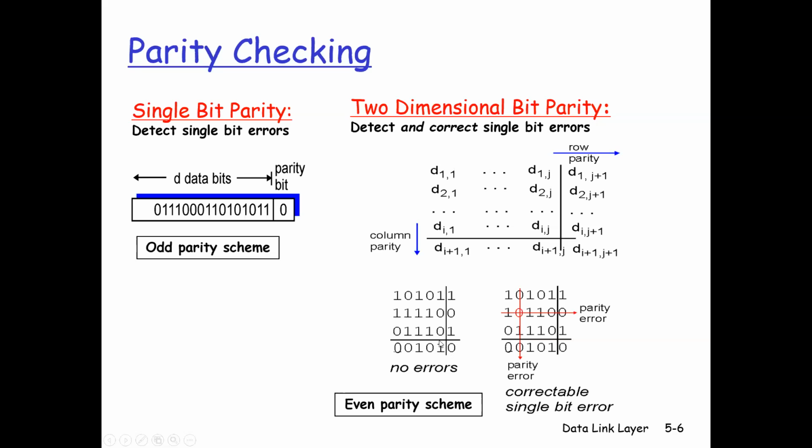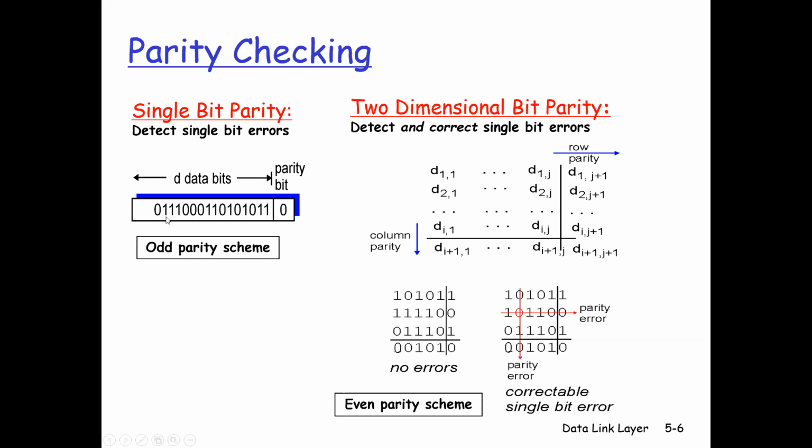Here the goal is that you have an even number of ones in the entire D plus 1 bits. If the ones are already even, you have two ones in this case, so this bit will be set to 0. If this were 1 1 1 here, then that is 3. So to get an even parity scheme, you'd have to set this bit to a 1 so that you have 4, which is an even number of ones in the D plus 1 bits that you have.